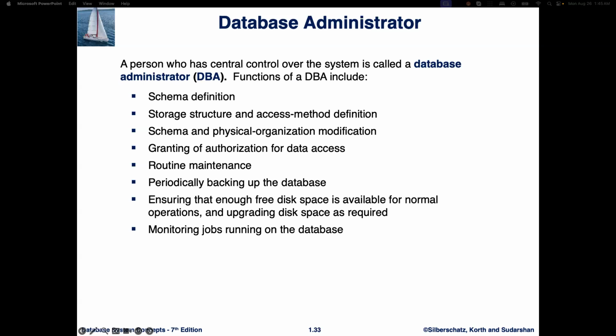Schema and physical organization modification. As requirements change, the DBA may need to modify the schema or the physical organization of the database. This could involve adding new tables, changing existing table structure, or reorganizing how data is stored. Granting of authorization for data access. The DBA controls access to the database by granting or revoking permissions. This ensures that only authorized users can access or modify data, maintaining security and data integrity.